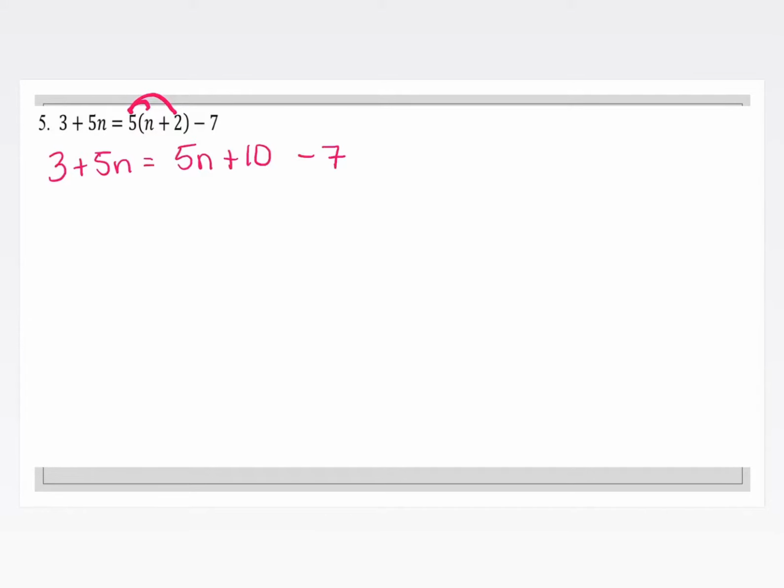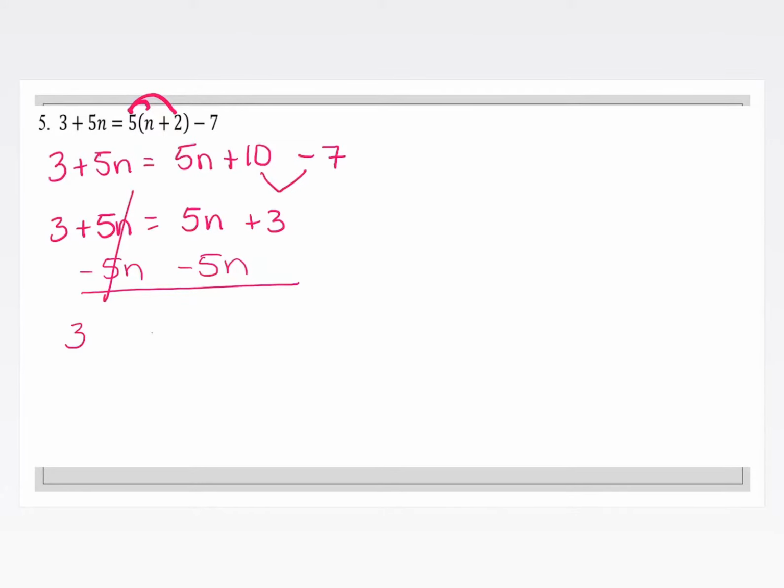Now I'm going to combine my like terms. I have 10 minus 7, which gives us 5n plus 3. So on the left-hand side, we have 3 plus 5n equals 5n plus 3. So you might notice now that these are exactly the same on both the left-hand side and the right-hand side. So let's bring all of our variables to one side and our constants to the other and see what we get. If we want to move our variables first, since this is positive 5n, we're going to subtract 5n on both sides.